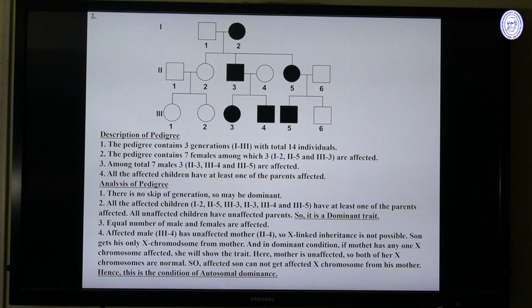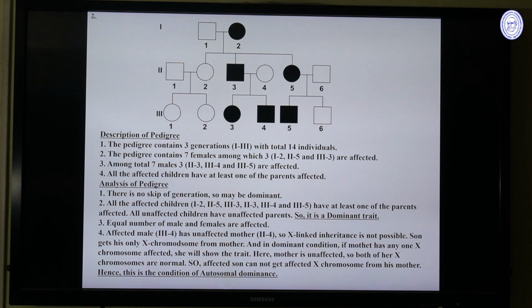Now, here it is a peculiar signature of an autosomal condition, where male and female are both affected in more or less equal numbers. So, maybe this is an autosomal condition. Again, we have to confirm it.